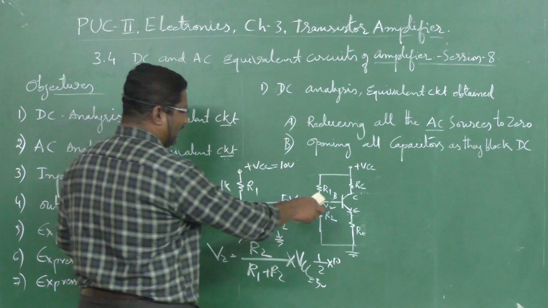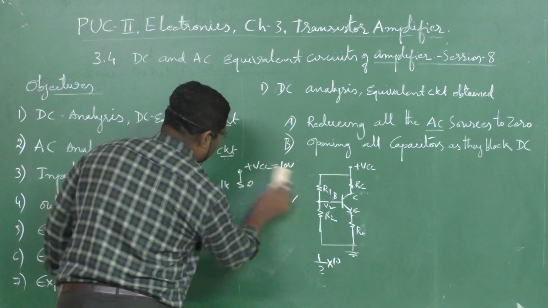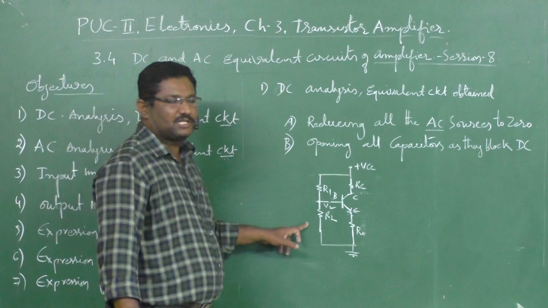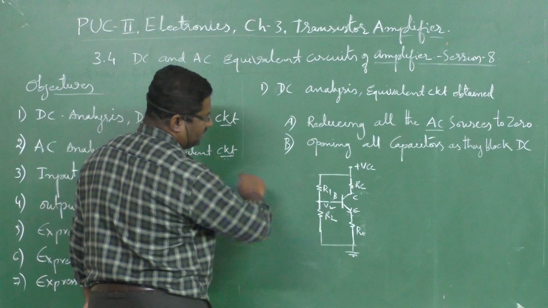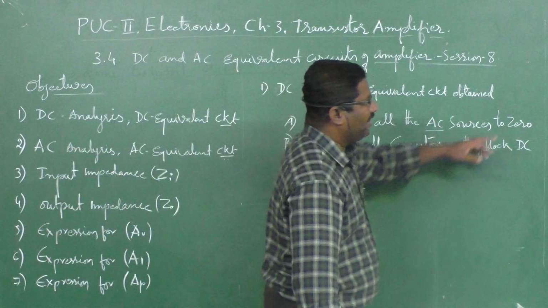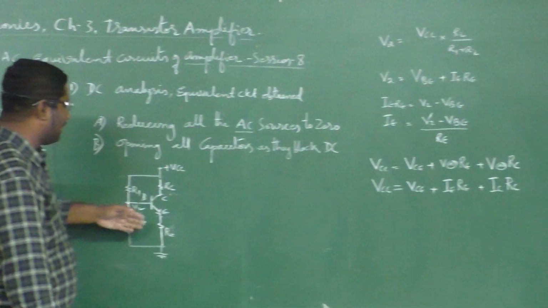So here we can write the V2 equation. V2 is equal to the opposite resistance, the voltage across resistance 2, divided by the sum of the resistances, multiplied by the total input voltage. So that is V2. This one I have written here, V2. And next is how to calculate that V2.